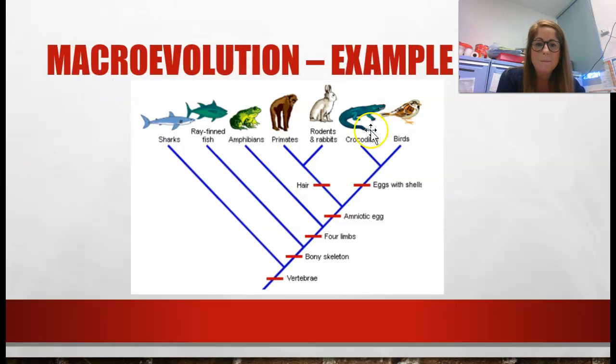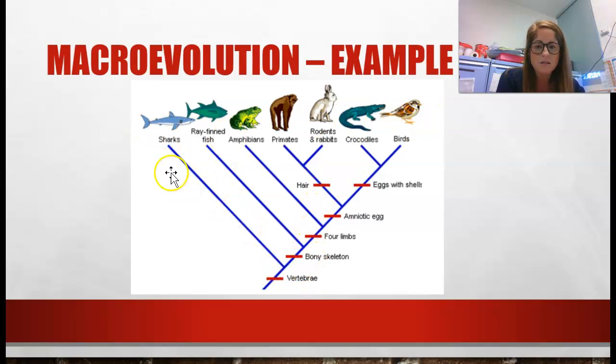And when we talk about macroevolution, we're really talking about new species forming over time. And so when we look at this cladogram or phylogenetic tree, we see that all of these species share a common ancestor here. We'll look at another one of these in a minute, but all of them share a common ancestor here. And so they all have this trait, which is they all have vertebrae. So these are all vertebrates.